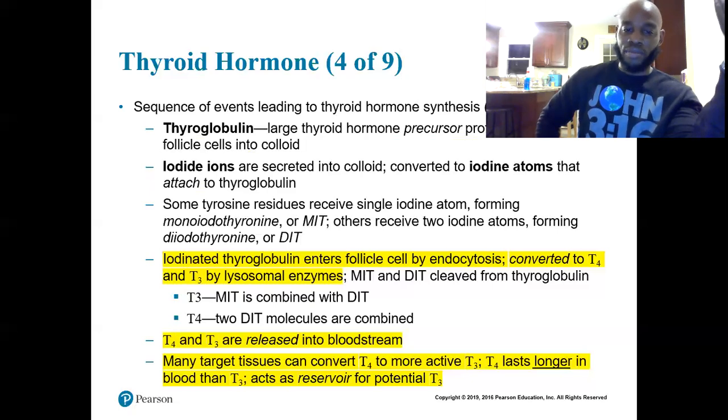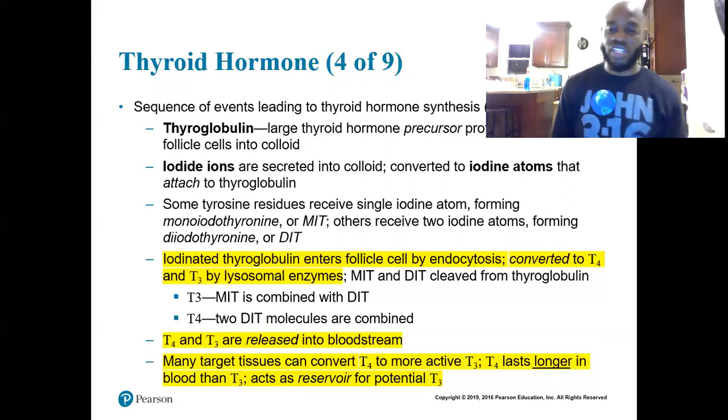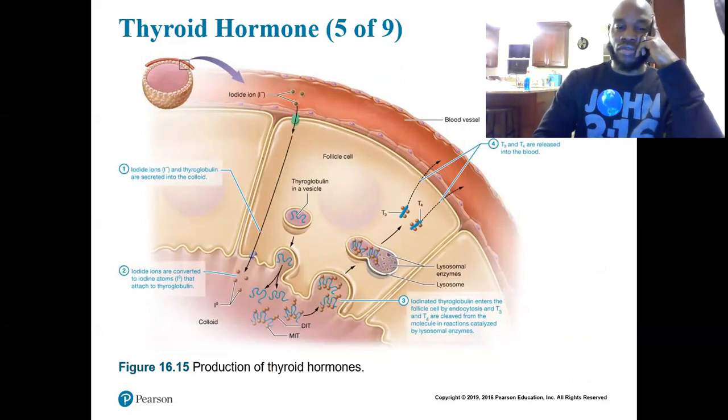Eventually, it's released into the bloodstream, and the many target tissues can convert the T4 into the active T3, but the T4 lasts longer in your bloodstream, okay? And this is a diagram showing your follicular cells and your creation of your T3 and T4.